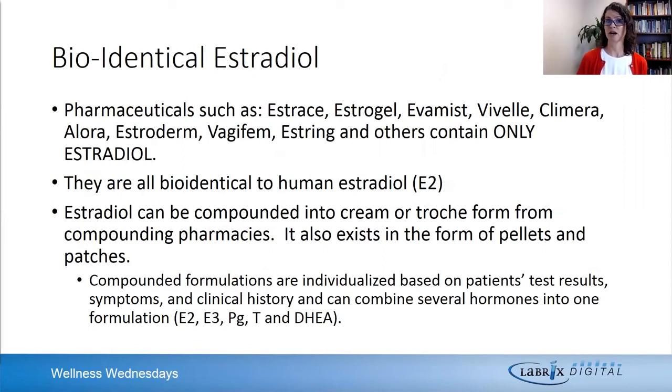Bioidentical estradiol, on the other hand, there are several different pharmaceuticals that do make bioidentical estradiol. Some of those brand names that you might recognize are Estrace, Estrogel, Evamist, Vivelle, which are the patches, Climara, Alora, Estraderm, Vagifem, Estring, and others. These all contain bioidentical estradiol, which is bioidentical to human-produced estradiol. It can be compounded into a cream or a troche form from compounding pharmacies, and it also exists in the form of pellets and patches.